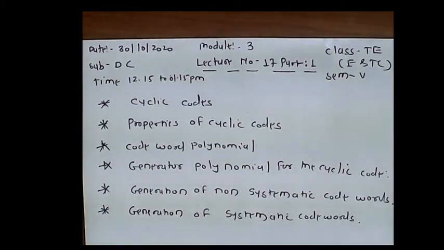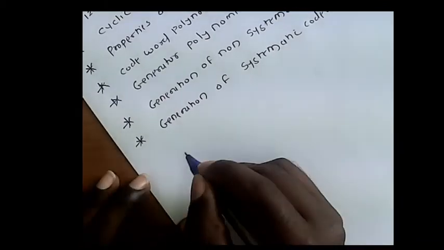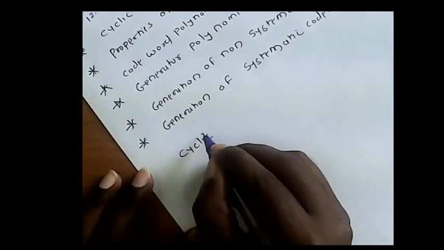Cyclic codes are also linear block codes. Mainly the important linear block codes are the cyclic codes. There are two main properties of this cyclic code. So let us begin with the cyclic codes. So first we define cyclic code.